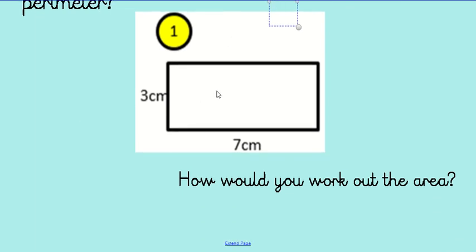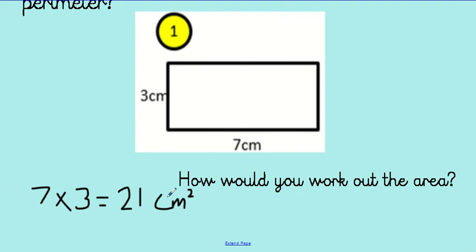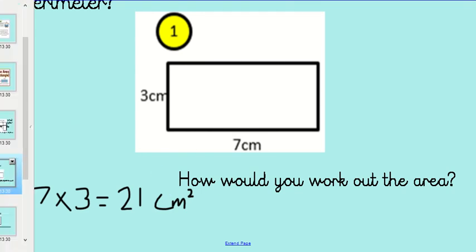Well, the area is not the space on the outside, like we just worked out, it's the space on the inside. And we know that I'm going to do the length times the width. So I'm going to do 7 times 3. And 7 times 3 is 21 centimetres. And then what do I put at the end? That's right, squared. So the area, 7 times 3 equals 21 centimetres squared.